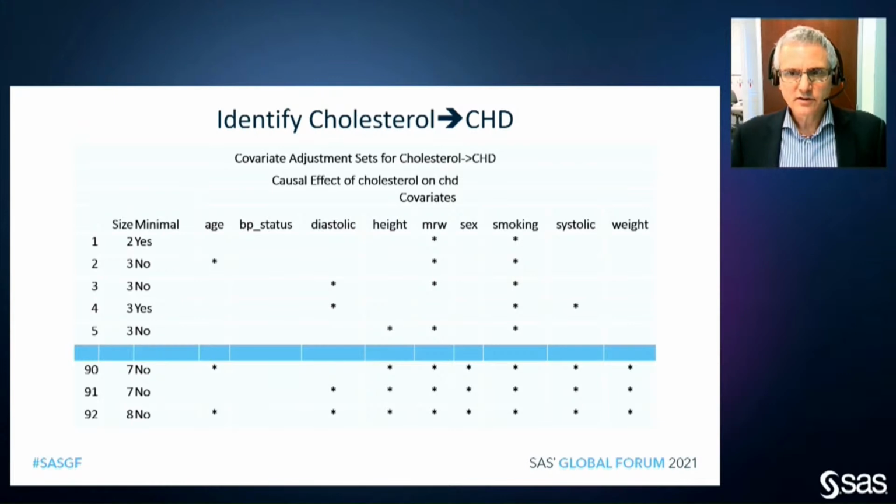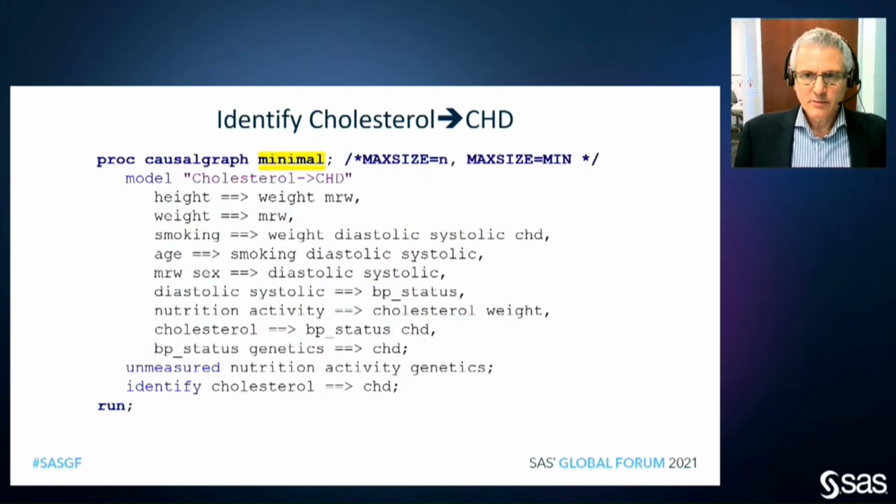Minimal adjustment sets are those for which there is no subset of that adjustment set that is also an adjustment set. If you want to display just the minimal adjustment sets, then you put the minimal option on the PROC causal graph statement. You can specify a max size for the adjustment sets that are displayed in the table by using the max size equals n option. And if you just want the smallest one, max size equals min.